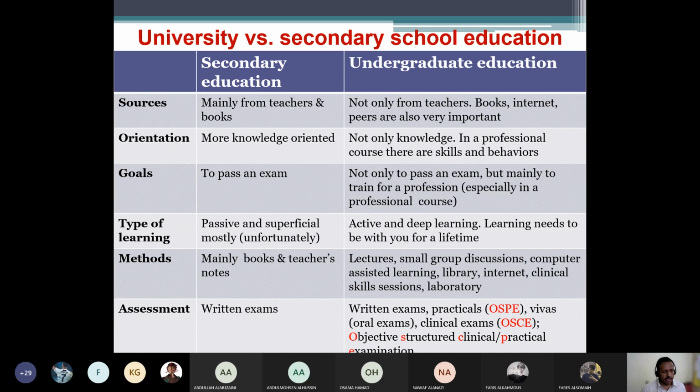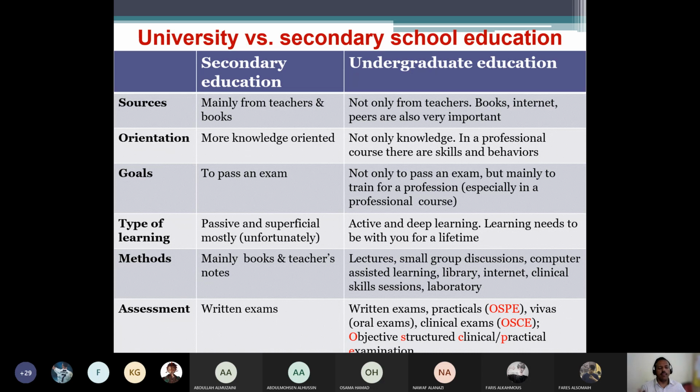So you are just reading it for the purpose of passing the exam to change the grade from one grade to another grade. But in the university, it has to be active. You are supposed to start your learning. The teacher will not tell you. You are the one who will find the ways to learn. So active learning as well as deep learning. Deep learning meaning that whatever you learn, you apply it in the real situation.